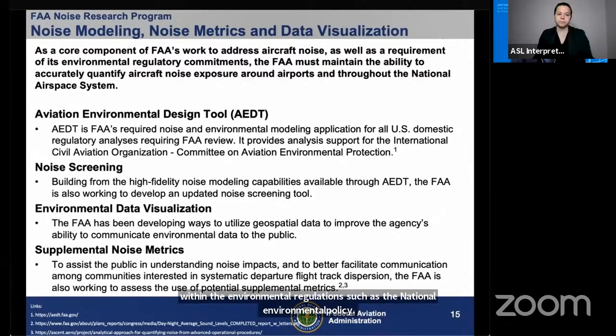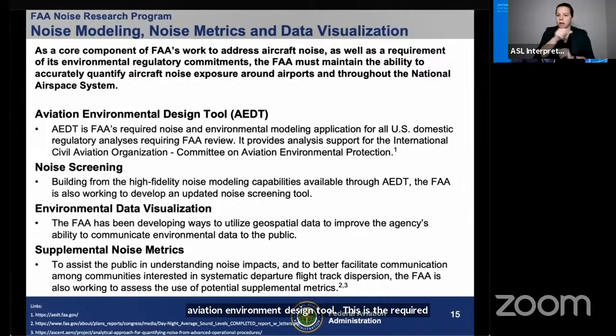So first among these is our Aviation Environmental Design Tool. AEDT is FAA's required noise and environmental modeling application for all U.S. domestic regulatory analyses that require an FAA review. We use it extensively for a wide number of things in addition to this. In addition, it's actually the primary tool used by the International Civil Aviation Organization's Committee on Aviation Environmental Protection to do their noise emissions and fuel burn analysis. It is truly a global gold standard.